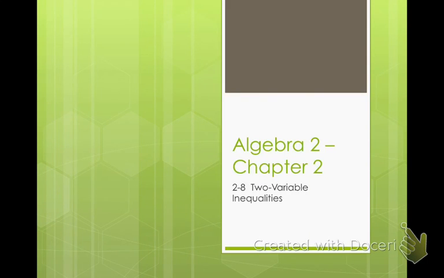Hey guys, so today we're doing the last lesson of chapter 2. It's on two variable inequalities. So we're kind of putting the capstone on the whole chapter. We're going to put it all together with absolute values and also graphing inequalities on a coordinate grid instead of on a number line.